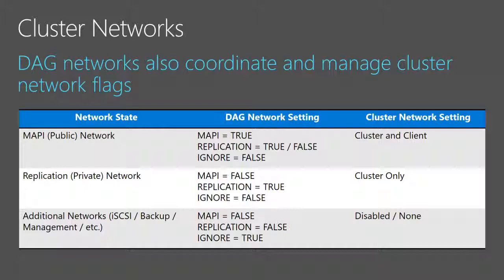So tell the DAG not to manage that network. It won't be used for MAPI traffic. It won't be used for replication traffic. It'll just be a network path that has an IP address that Exchange will completely ignore.